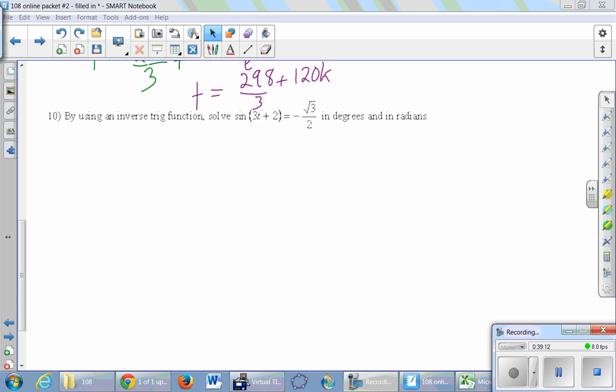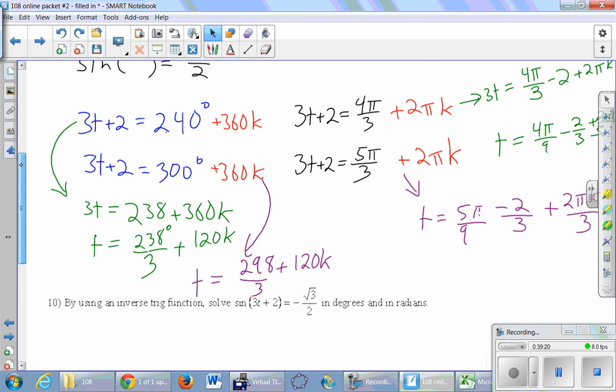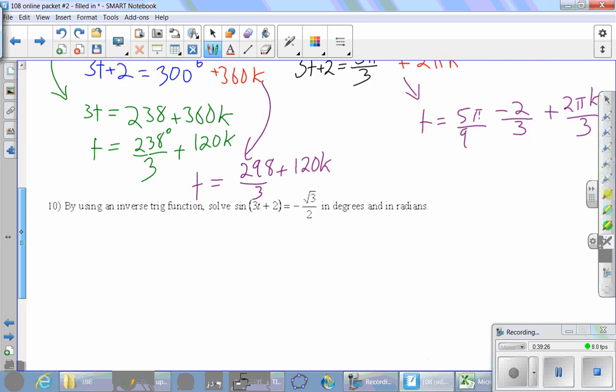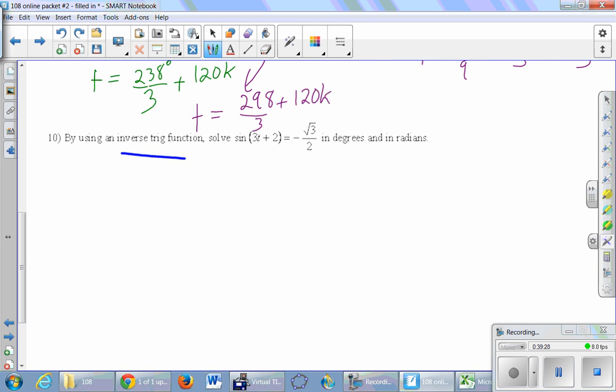Okay, hopefully you didn't pause the video for too long, but I realized I did not read very carefully. Not only is this problem similar to the one above, it's exactly the same as the one above, except in the directions. The equation is the same, but here we use the unit circle, and here we're supposed to use an inverse trig function. And again, I think that this procedure is the most important for the day, is solving a trig equation with an inverse trig function.